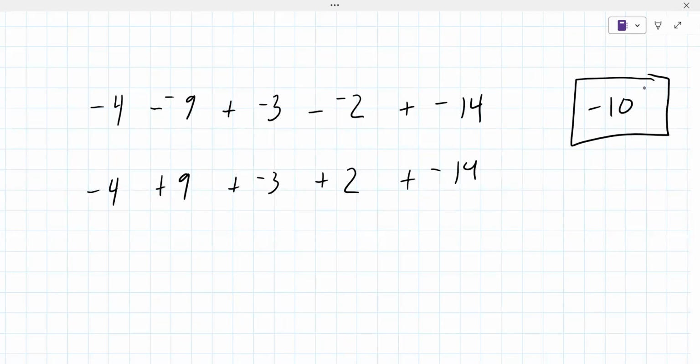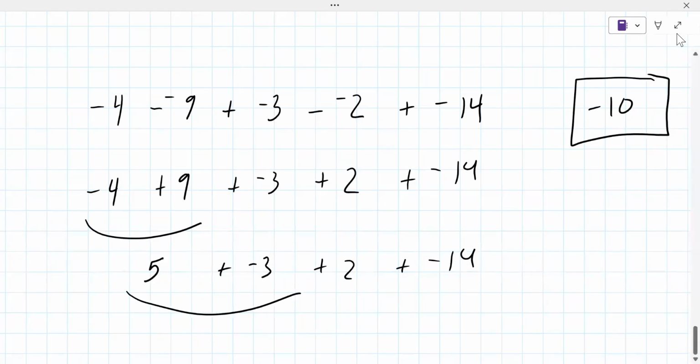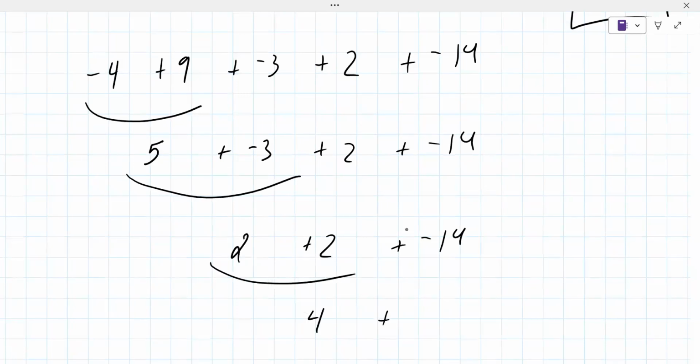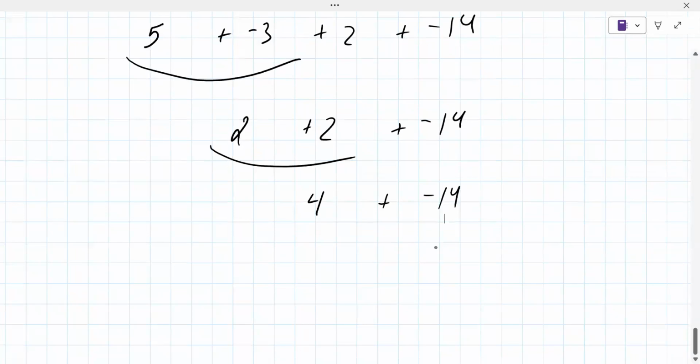So you have your choice. You can handle the signs right away, the double negatives, which is what I would do, or you can do them as they show up. What is -4 plus 9? 5. 5 plus -3 plus 2 plus -14. How about 5 plus -3? What does that become? 2. 2 plus 2 plus -14. 2 plus 2 is 4. 4 plus -14 is -10.